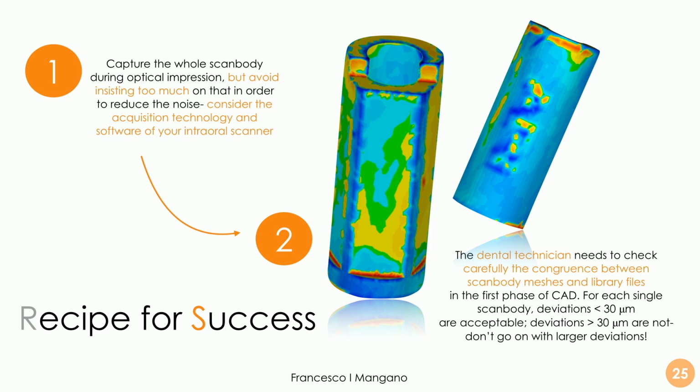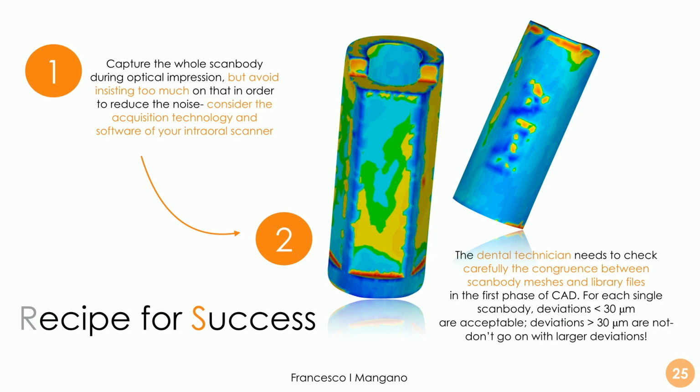When we capture the scan body, we need to capture the whole scan body during the optical impression, but we need to avoid insisting too much in order to reduce the noise. We need to consider the scanner we're using. For example, with the CS3700, the scanner that I'm using, I need to avoid insisting too much because I know that the algorithm used by this scanner reduces a little or cancels or post-processes a little the outliers. So I usually have a mesh that is quite big, and this mesh is bigger than the library file.